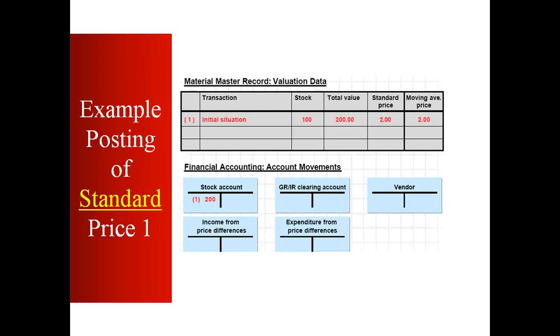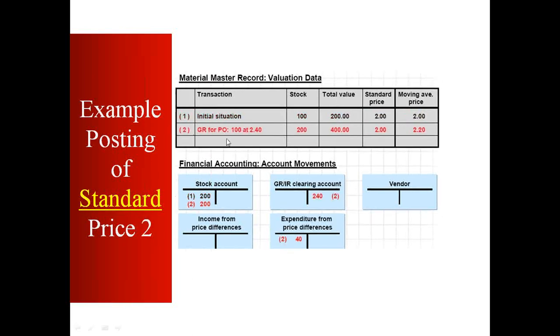Now suppose tomorrow we receive a purchase order, and the purchase order has 100 pieces of the same product at a price of $240. In this case, because it's a standard price, the system will put the standard price of 200 into the stock account. But in the GR, goods received clearing account, it will put 240.